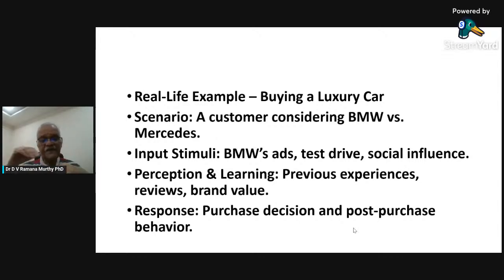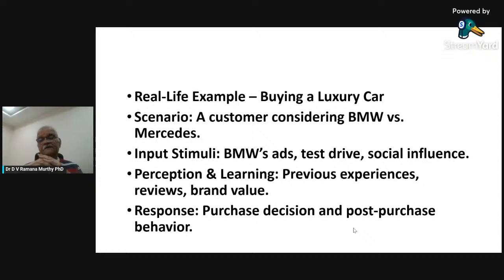So the next would be response, which is the purchase decision. Okay, he goes for buying a BMW. He goes and takes home the car, and then he drives and all that. Now, once he purchases the car, the purchase decision is over. Then, what is post-purchase behavior?